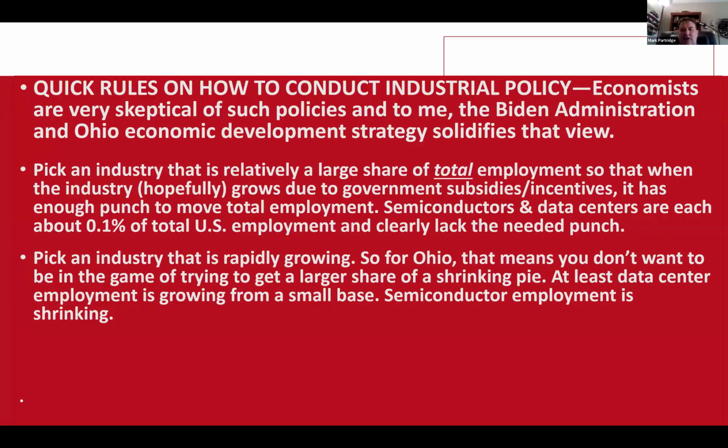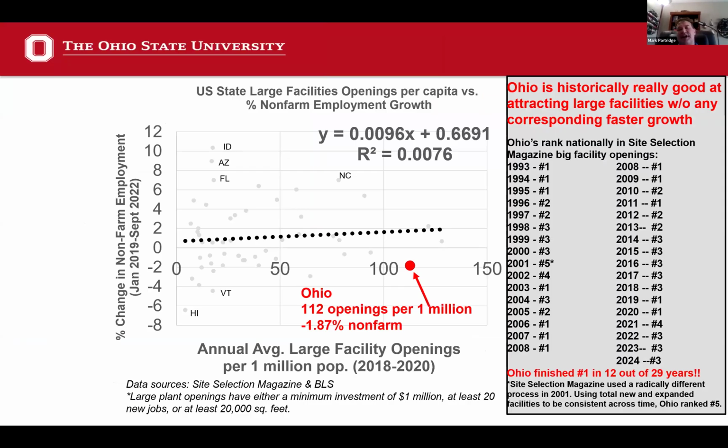I'll just jump ahead right here. I'll show you going back to 1993, all the way through 2024. I should update this. That is 32 years inclusive. This is Site Selection Magazine's Governor's Cup, where they count the number of what they call large investments, usually in manufacturing, add them up and see who had the most investments.